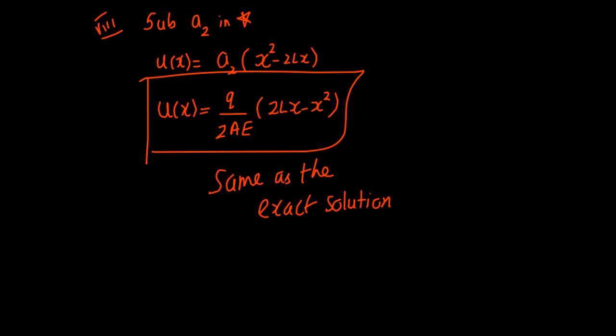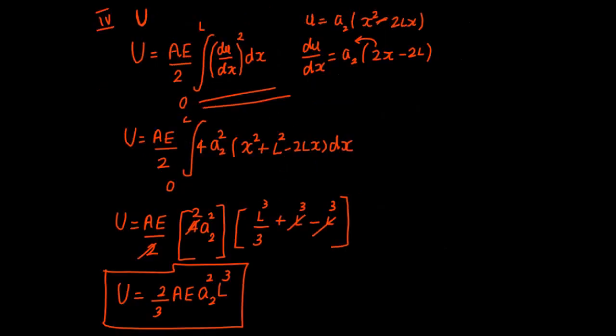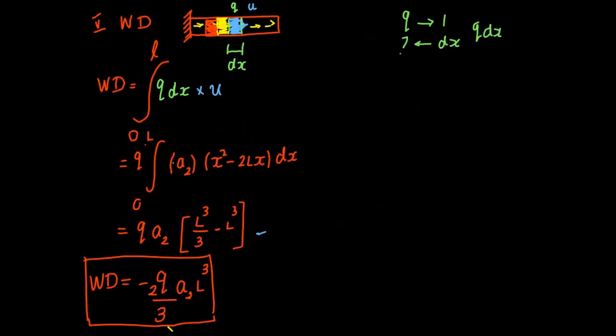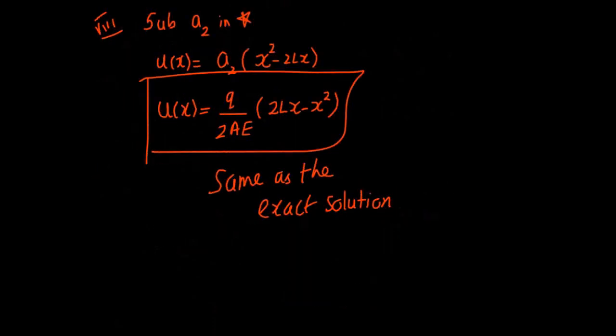So the first step is to assume a trial solution. Second step, you apply the boundary conditions. Third step, you find the strain energy. Fourth step, you find the work done. Fifth step, you find the potential energy. I'm sorry, that is step number 6. And step number 7, you apply Rayleigh-Ritz method to squeeze out the values of the constants. Once you get the values of the constants, you plug those values back in the trial solution to get the equation for displacements, which is exactly the same as the equation for displacement obtained by solving the governing differential equation. Hope this is useful.